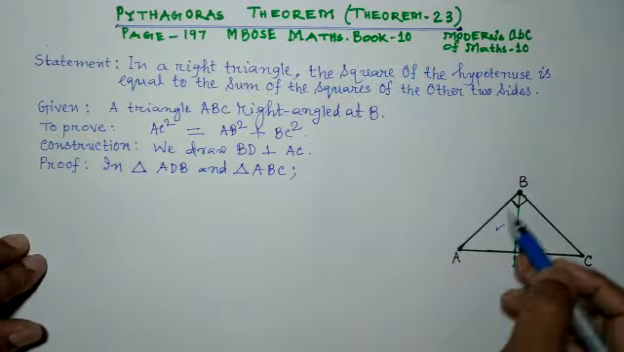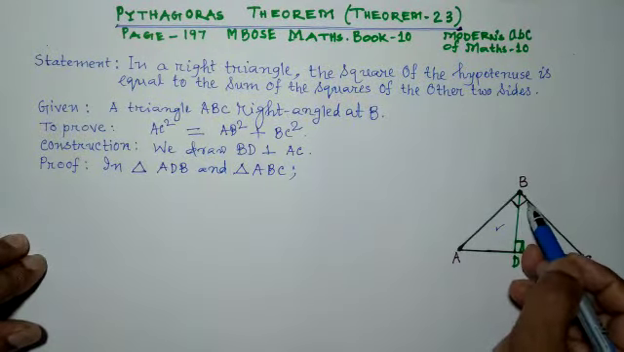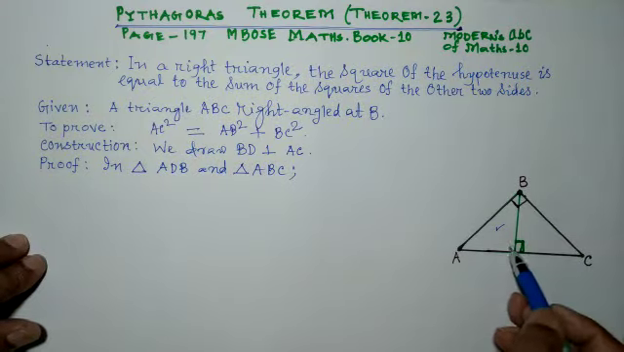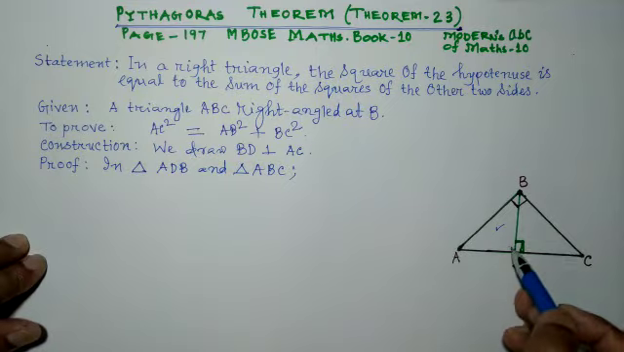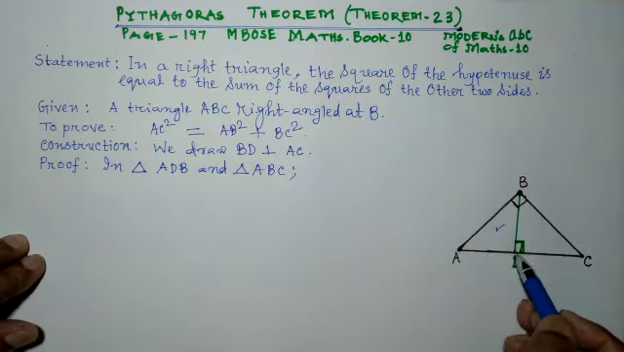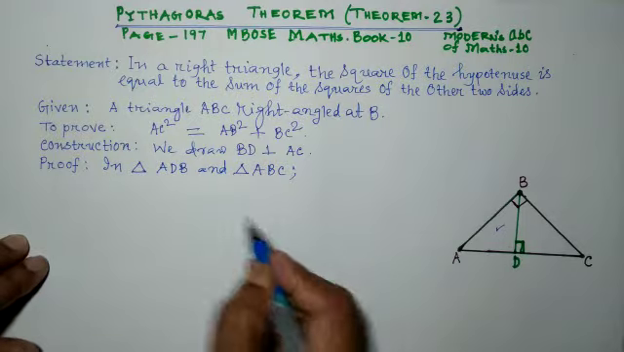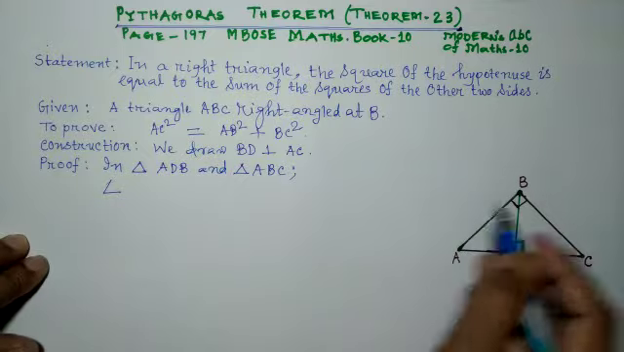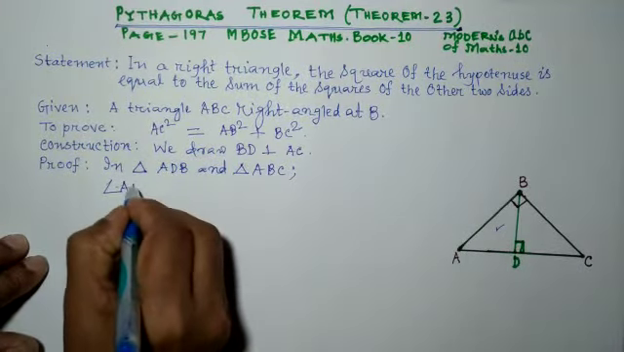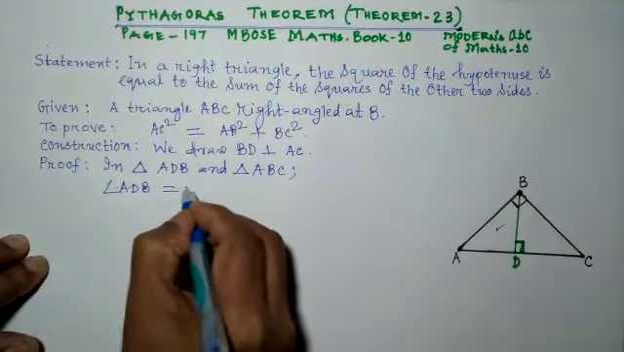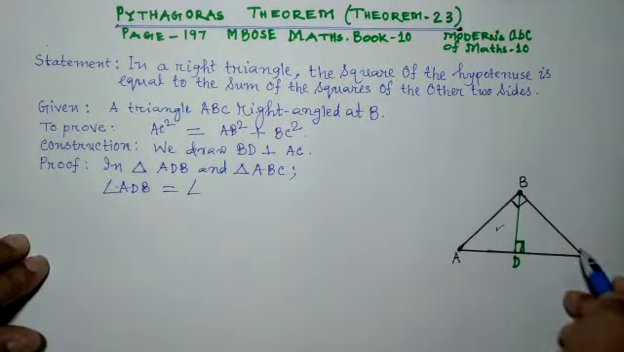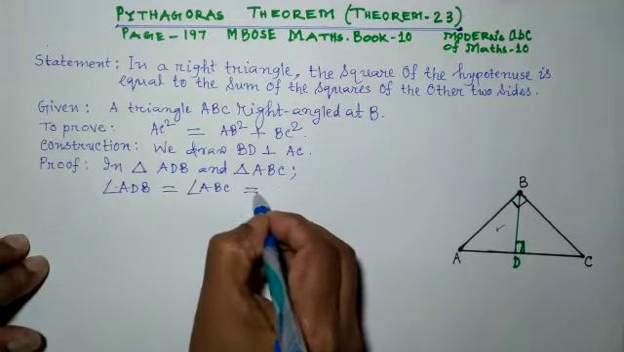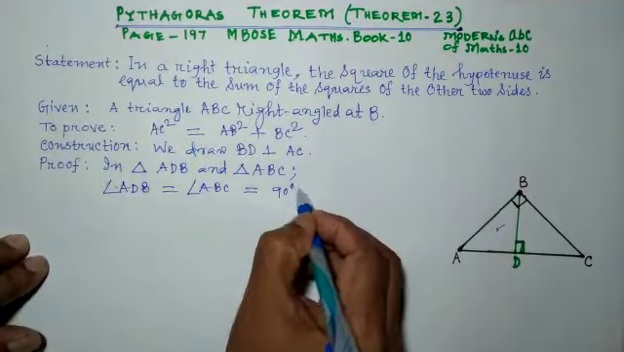In triangle ABC, angle B is right angle. In triangle ADB, this angle D, full name ADB, is right angle because BD is perpendicular. So these two angles are equal. So we can write angle ADB from the small triangle is equal to angle ABC from the big triangle, they are equal because each of them is 90 degree.